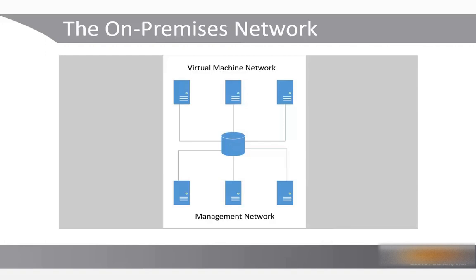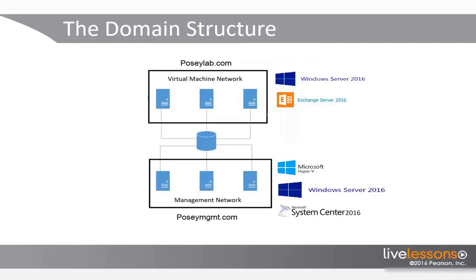Let me pull up another slide and we'll take a more detailed look. So in this slide, we've got exactly the same thing that you saw on the previous slide with regard to our management network and our virtual machine network, but I've filled in just a little bit more detail. So for our management network, we're going to use a forest domain name of posymanagement.com. Posy being my last name, so I thought it made sense. Now, on the virtual machine network, we're going to call that one posylab.com. Now remember, posymanagement.com is going to correspond to an infrastructure network.